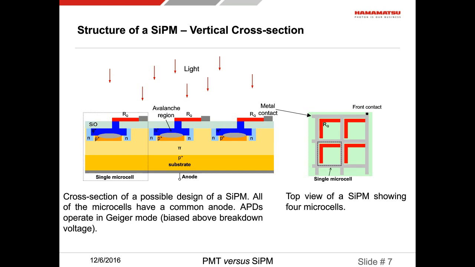Here we see a vertical cross-section of a silicon photomultiplier. RQ in red is on the top, then the insulating barrier, silicon oxide, and then we have essentially a PN structure. The heart of the SiPM, or a single microcell, is a high field region where Geiger discharges occur. As I mentioned before, all microcells are connected in parallel. Thus, the device has only two output prongs, an anode and a cathode.